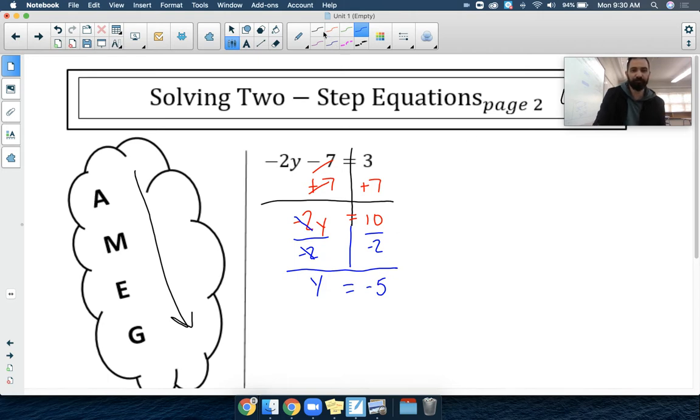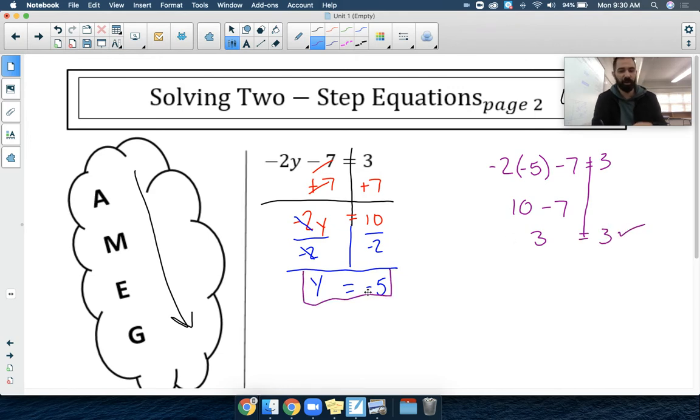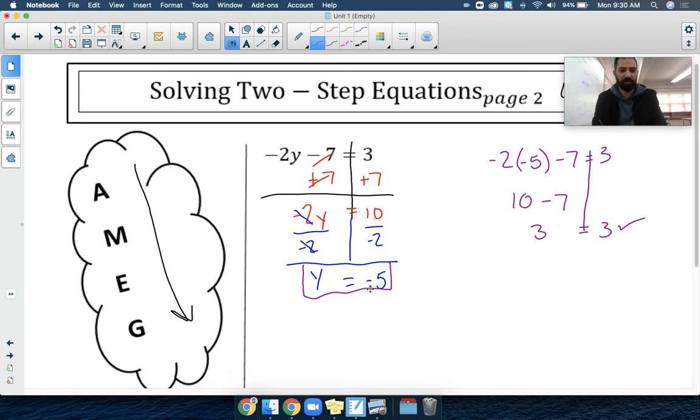Let's prove it. -2 times, instead of y, we're using -5 with substitution. -7 equals 3. -2 times -5, negative times a negative is +10, -7. 10 minus 7 is 3. Does 3 equal 3? It does. Proved that y equals -5.